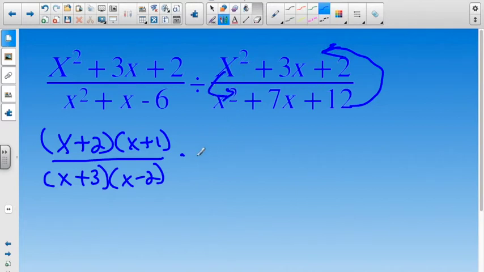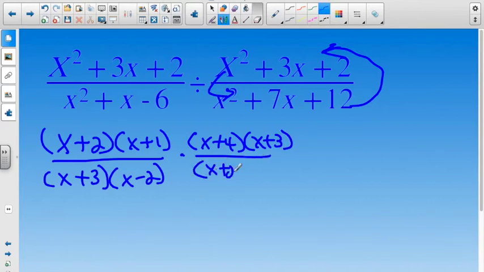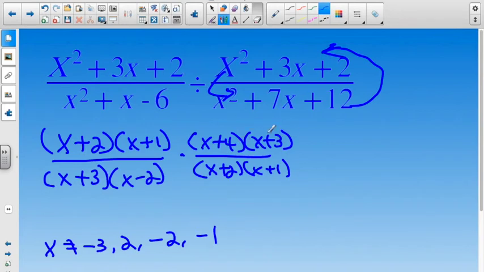So on the top I'm going to have x plus 4 times x plus 3. And on the bottom I'm going to have the same thing as I have over here, x plus 2 times x plus 1. Now let's look at restrictions first. x can equal -3, +2, -2, or -1. And then we have to also consider this here because this was at the bottom to begin with, so that's going to be -4 and -3 again. We got -3 twice, so we can just get rid of that. So those are my restrictions.